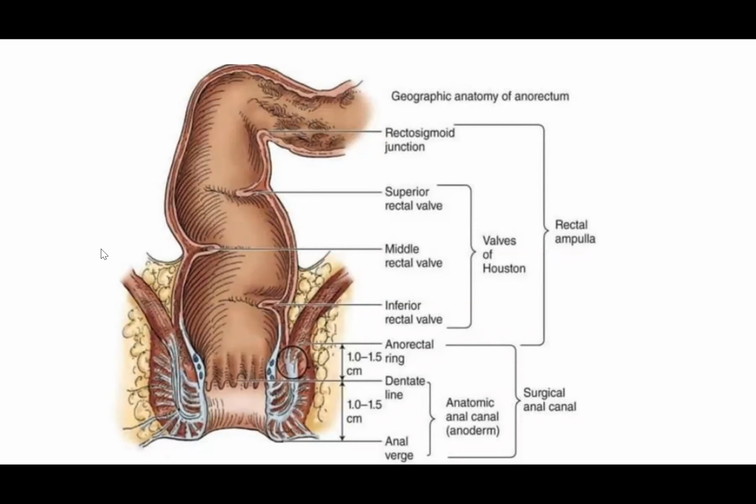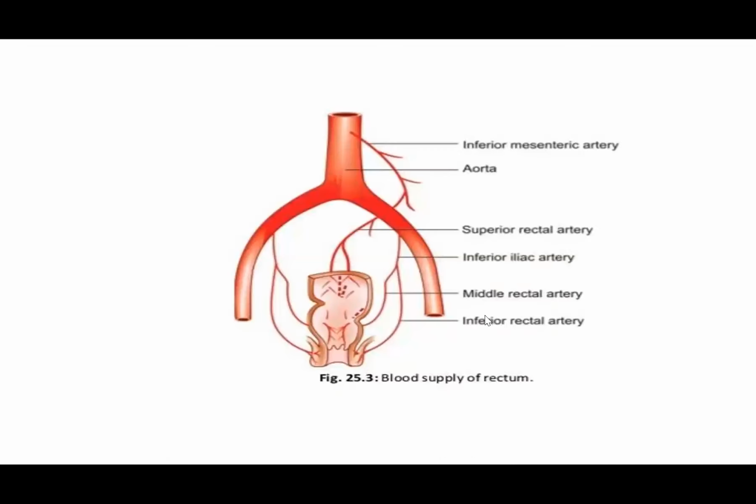Another diagram showing more detail of the anal canal from the anorectal ring down to the anal verge, looking at the surgical anal canal and then the anatomical anal canal. So this also explains in detail the blood supply to the rectum. So above the pectinate line, blood supply is via the superior rectal artery, while below the pectinate line is via the inferior rectal artery.